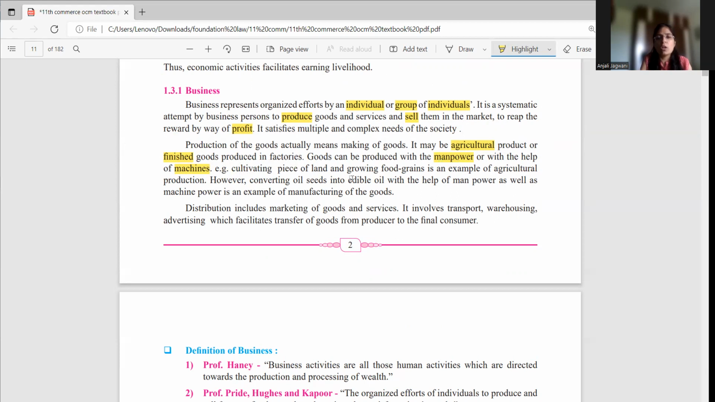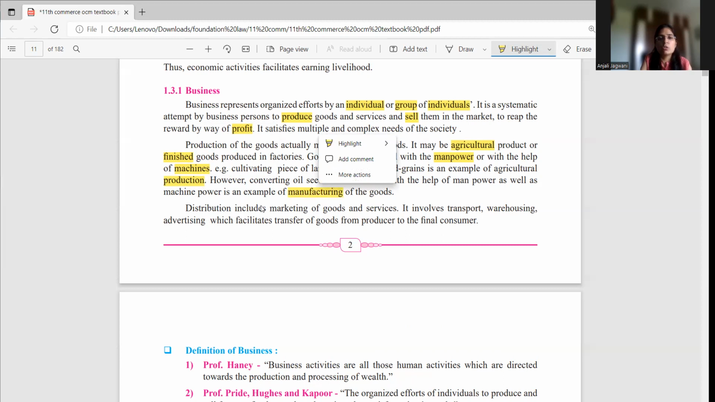However, converting oil seeds into edible oil with the help of manpower as well as machine power is an example of manufacturing of the goods. Okay, so over here, this is production. The first example is talking about production, that is, producing food grains on land is a production activity, whereas converting oil seeds into edible oil is a manufacturing activity, as they have described over here.